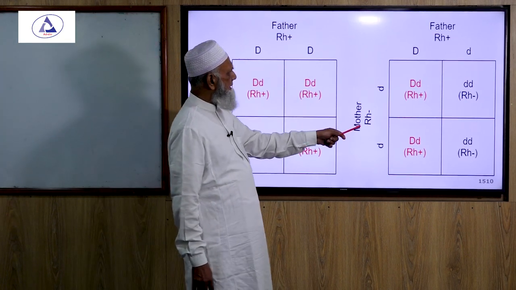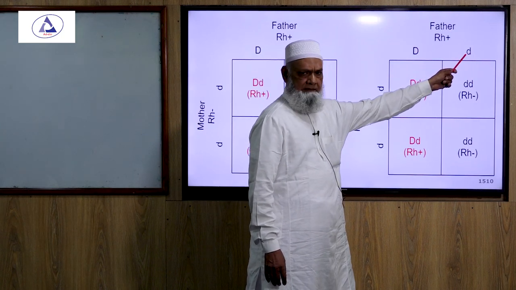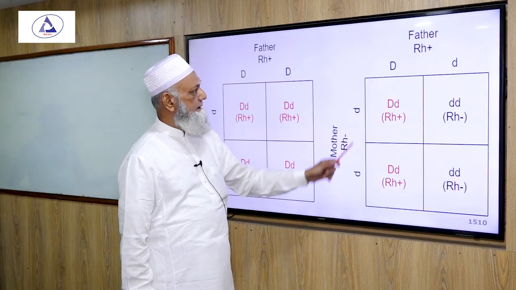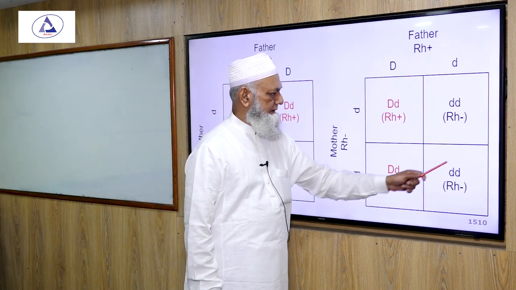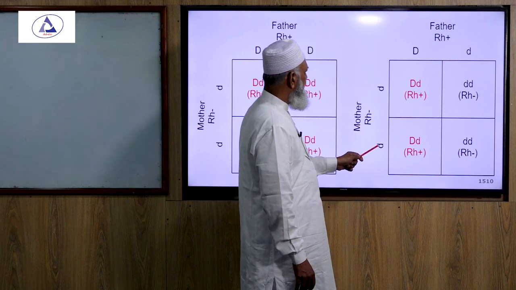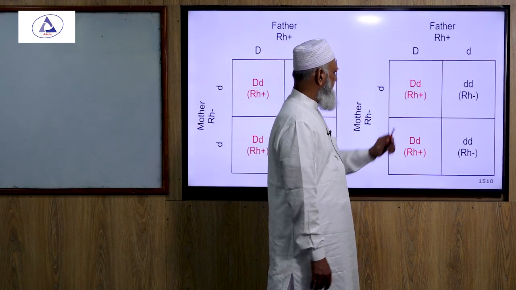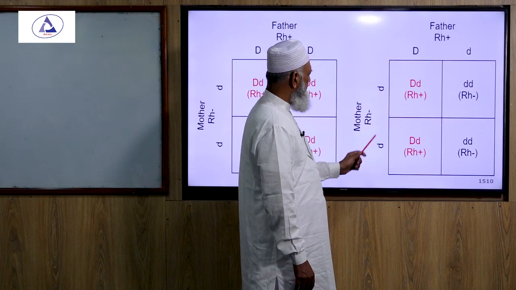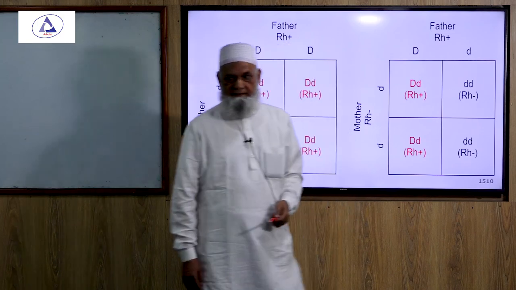Next, another: mother negative, father positive with one capital D, one small d. Dd positive or dd negative. This is two negative, two positive. dd negative, dd negative. Dd positive, Dd positive. Two positive, two negative. Clear?